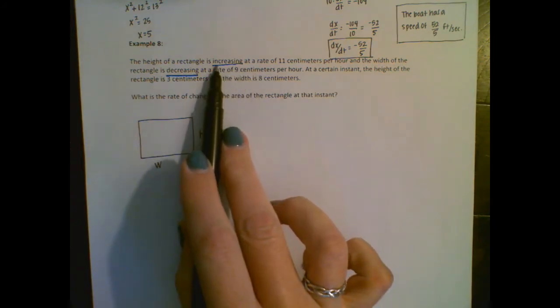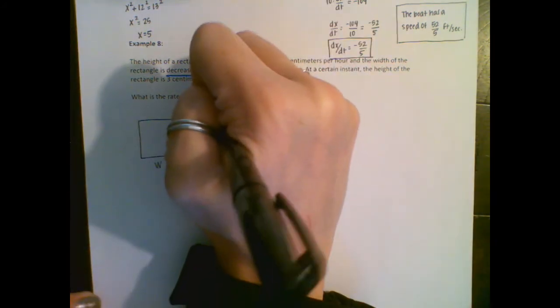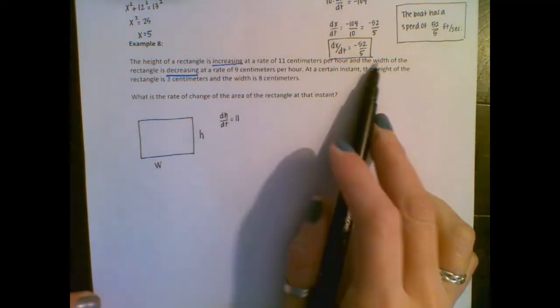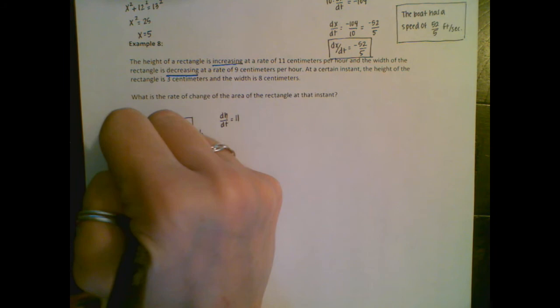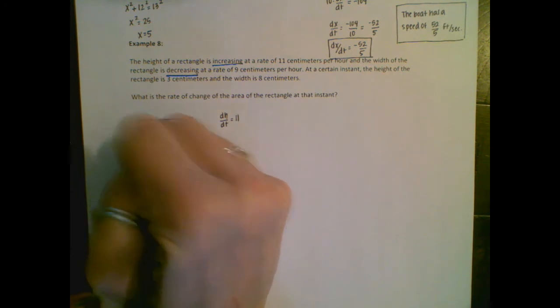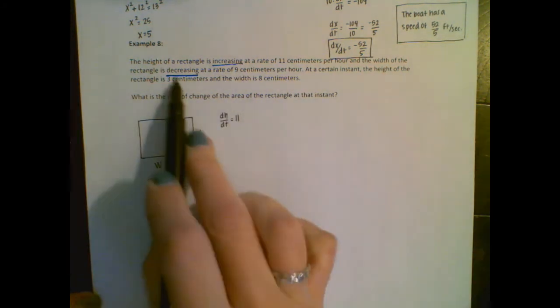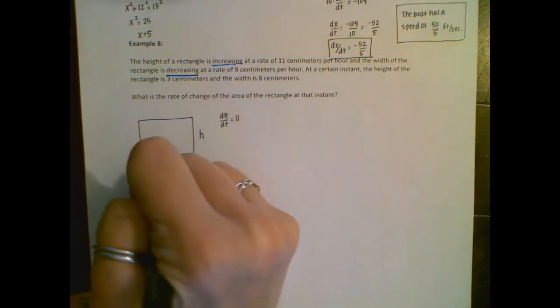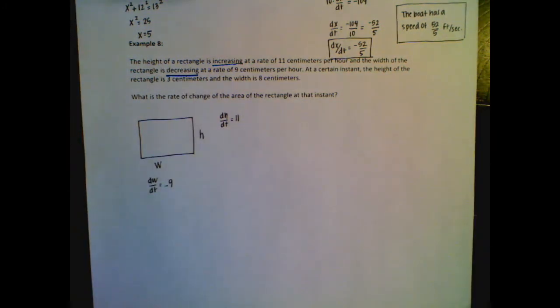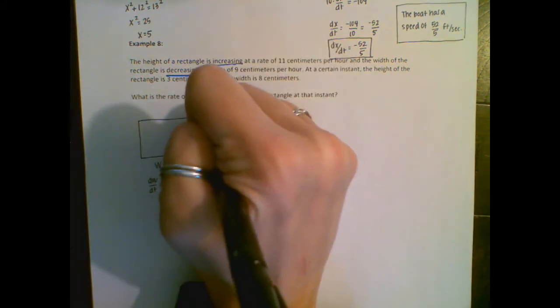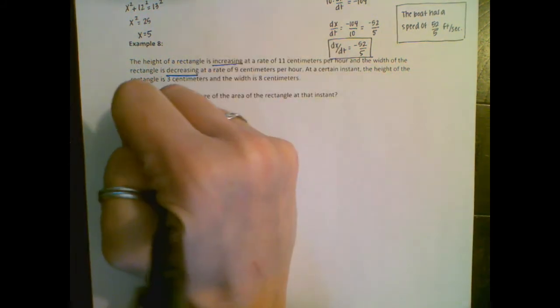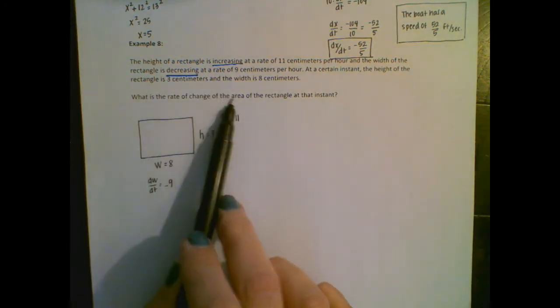And it's telling me that the height is increasing, so I know that dh/dt is going to be 11. The width is decreasing, so dw/dt is going to be 9, but because it's decreasing, it's going to be negative 9. And at a certain instant, the height of the rectangle is 3 centimeters, so height is 3, and the width is 8. And I want to know what is the rate of change of the area. So I need to know the rate of change of area.